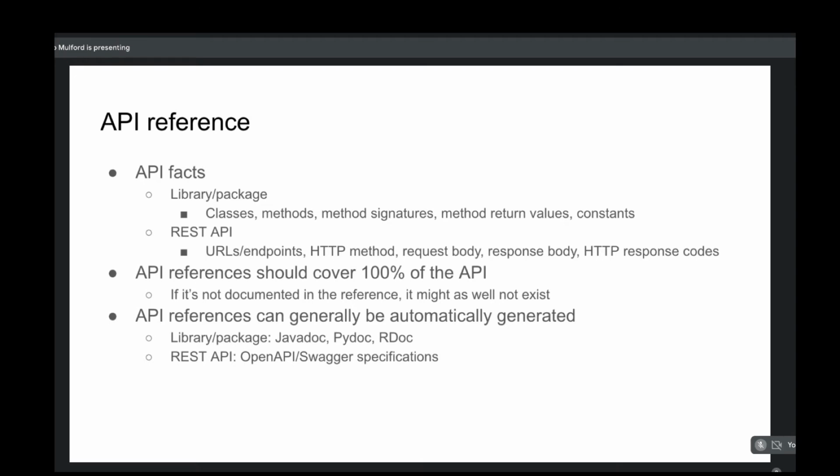However, despite this, because of the specific programmatic nature of what goes into your reference, there's a lot of tooling out there to automatically generate your API reference docs. So you might have seen something like JavaDoc or PyDoc or RDoc, depending on what packages you've been working with. And if you've ever worked with a REST API, you might know about OpenAPI and Swagger specifications. So these are all basically tools that can support auto-generation of your API reference.